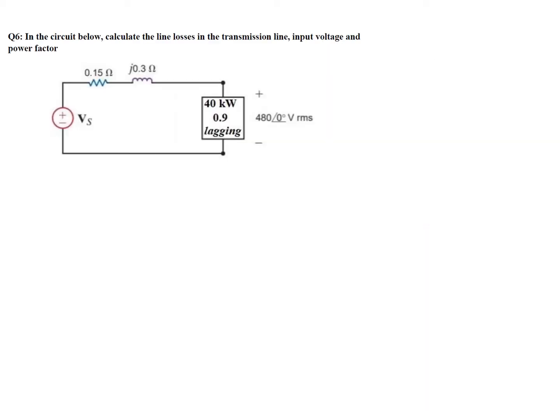Question Q6. In the circuit below, calculate the line losses in the transmission line, input voltage, and power factor. So let's first calculate the line losses. To find the power of losses, we can use the formula P is equal to I_RMS squared times R.